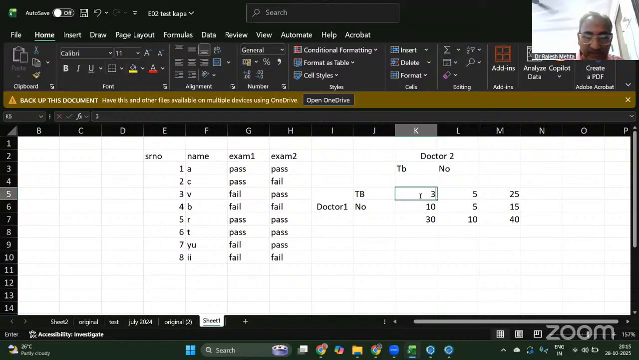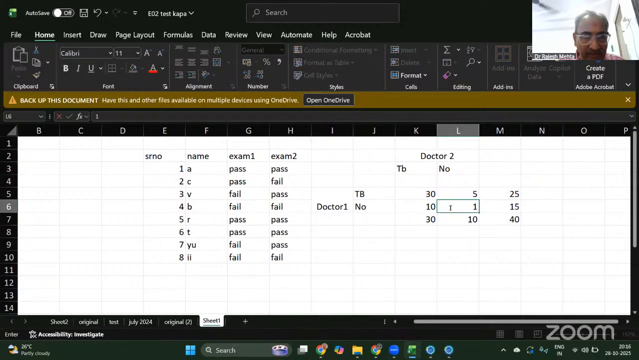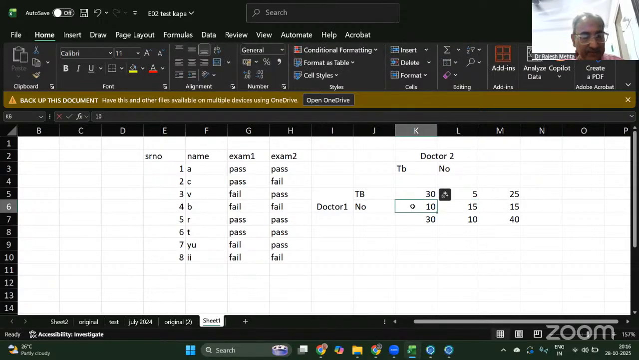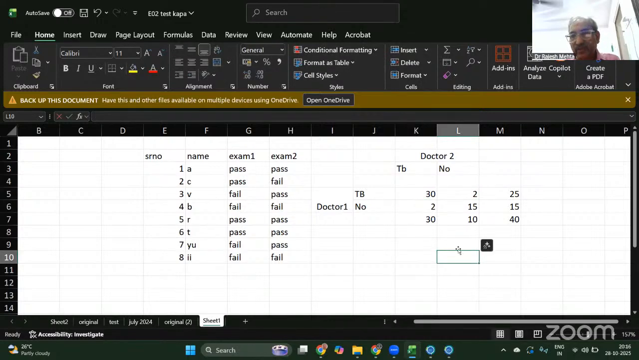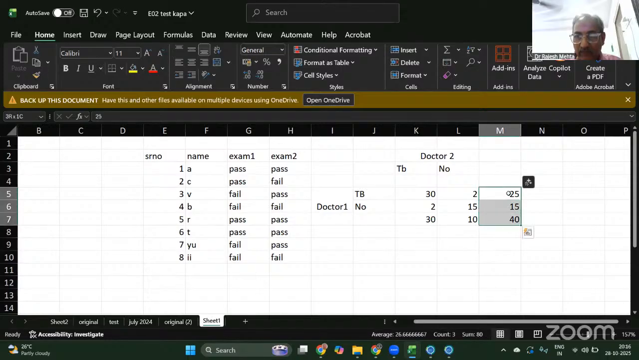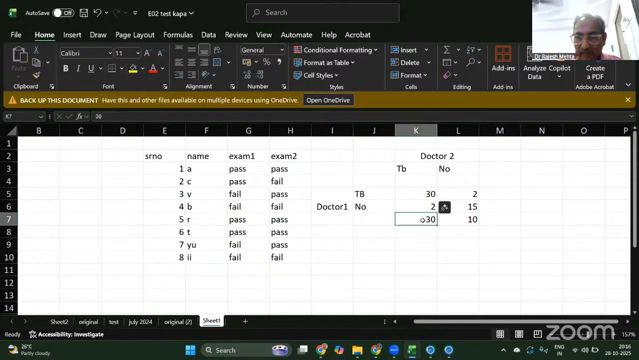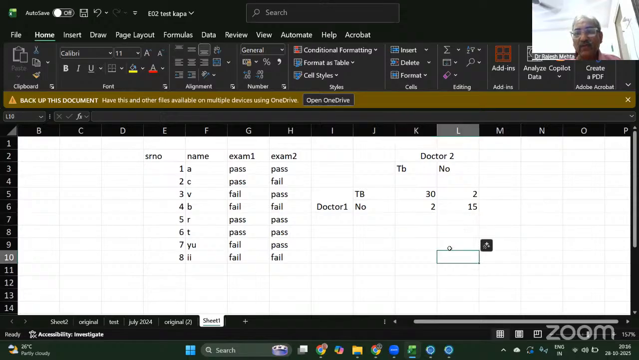Let's say here it is 30. Here is, let's say, only 3 patients, or maybe more. Let's say take a 50, and here let's say 2, and here also 2. If this is a situation, in total number of patients, 49. Out of this 49 patients, this is a situation Dr. 2 and Dr. 1. We keep this data in the kappa.